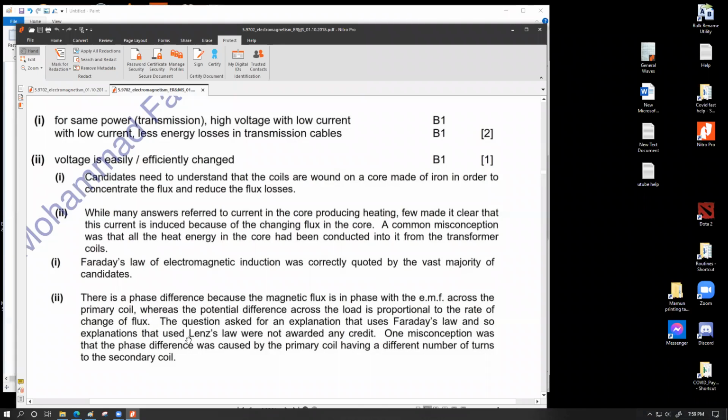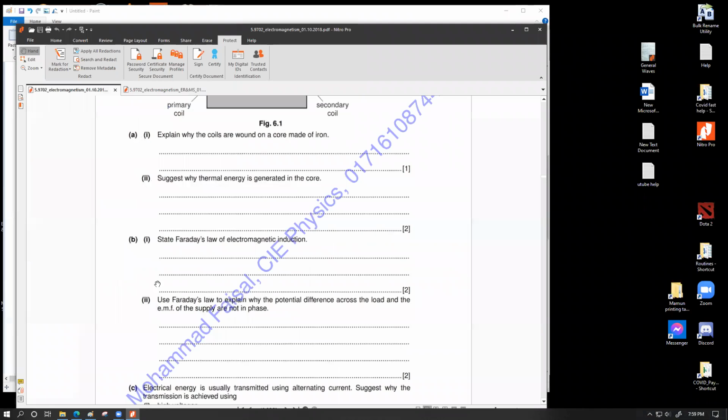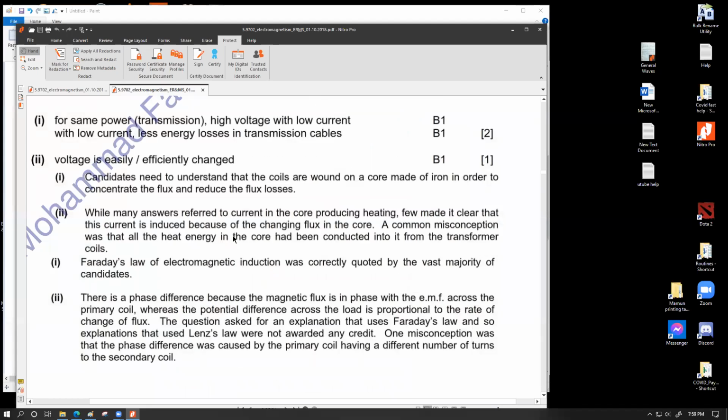So explanations that used Lenz's law were not awarded any credit, which means that if there are some students who exclusively use Lenz's law for the minus sign, they didn't get any credit. But if someone mixed up both of these things, they're going to get marks for the part that is relevant for Faraday's law, because the question specified to use Faraday's law for the explanation. They did not ask for any inclusion of Lenz's law, so that didn't get any credit.